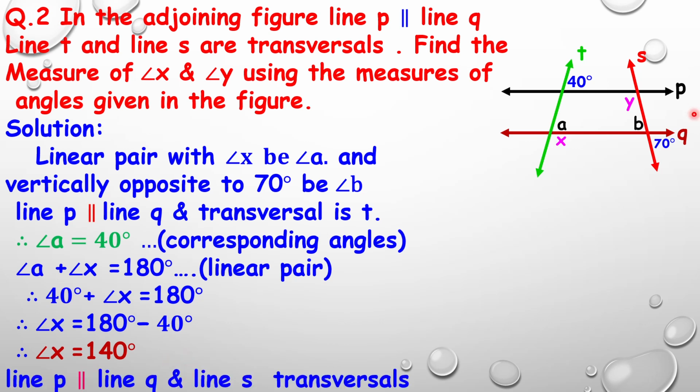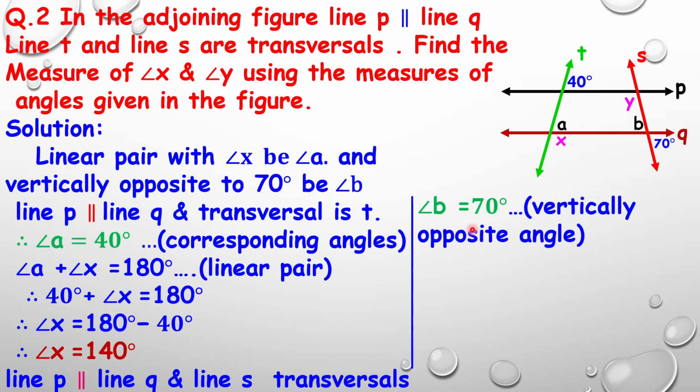Then line P parallel to line Q and S is the transversal. So observe the angles on transversal S. Here angle B and 70 degrees are opposite angles. Vertically opposite angles are congruent. Therefore, angle B is equal to 70 degrees. The reason is vertically opposite angles.